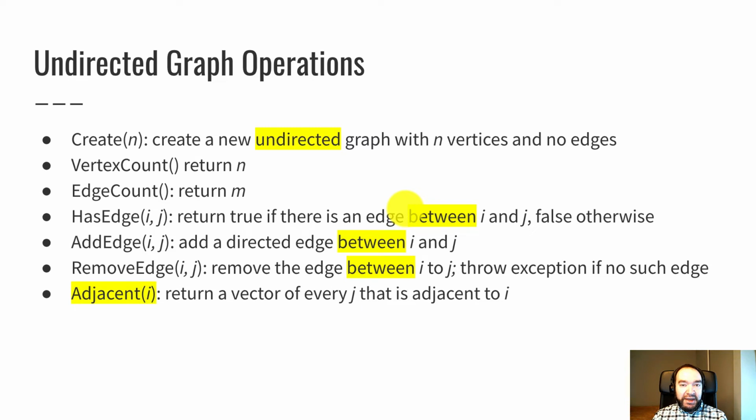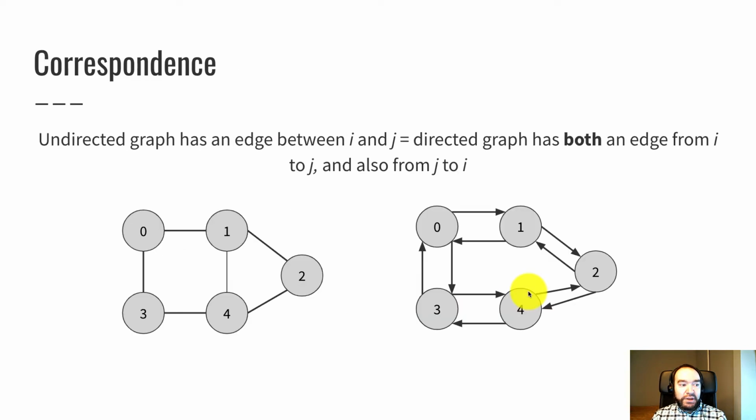The big change we made is to out edges and in edges. Those functions don't really make sense anymore. There's no distinction between an out edge and an in edge, so we've replaced in edges and out edges with a single function called adjacent. Adjacent of i returns a vector of every vertex j that is adjacent to i in either direction, because there is no difference between in and out.